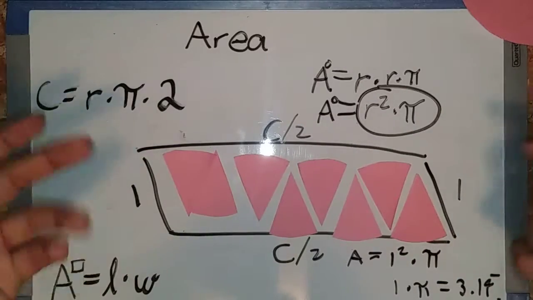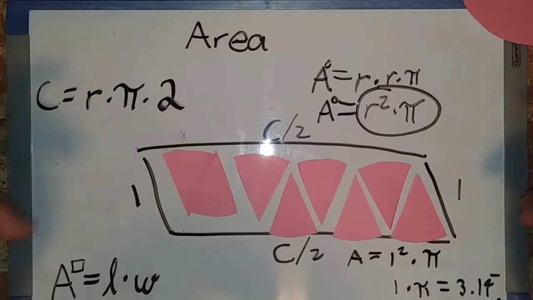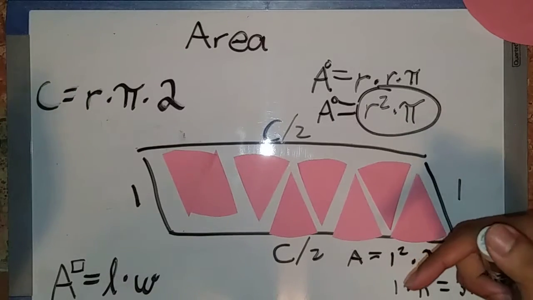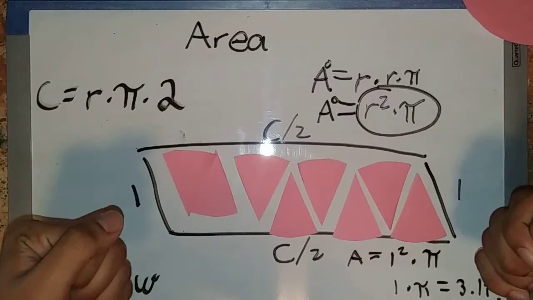Now that is how you explain the area of a circle to students, and all they need to know is the circumference and the area of a rectangle. That is it, and that is an easy way for them to understand.